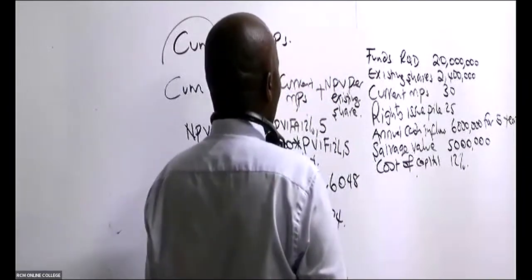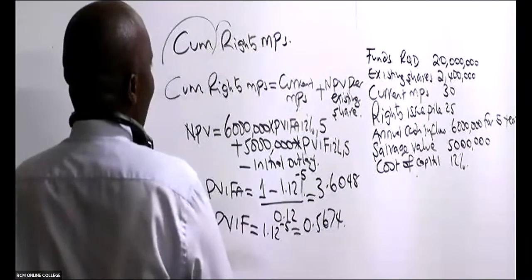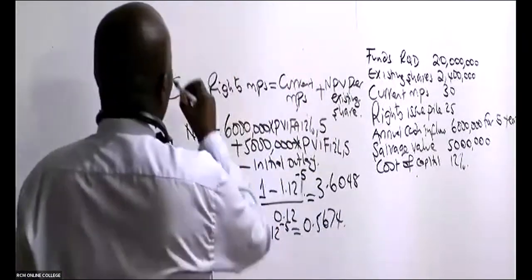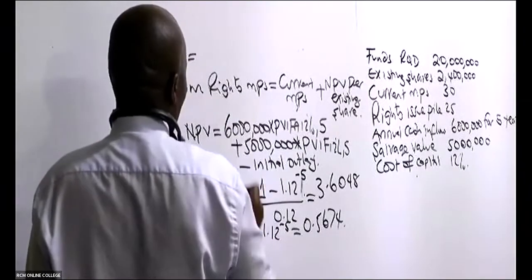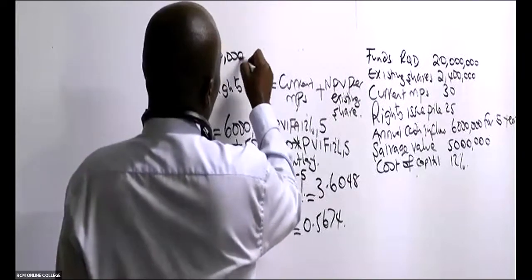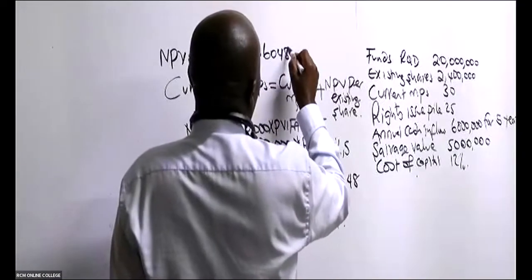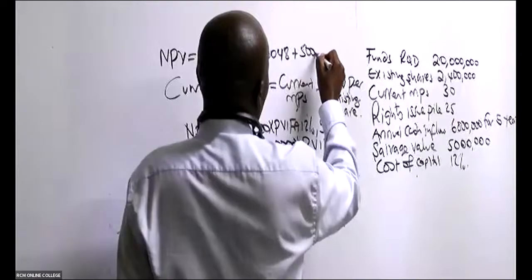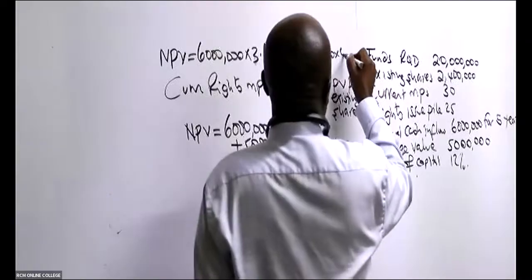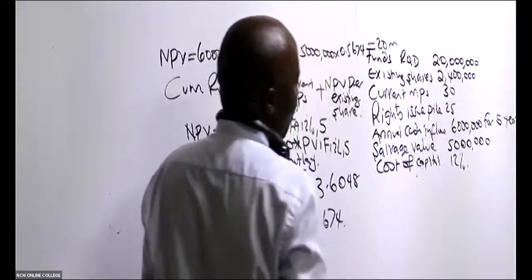Thank you so much. So then can you kindly go ahead and give me this net present value? I'll write it up here for lack of space. So my net present value will be equal to 6 million times the PV-FAR 3.6048, plus 5 million times 0.5674, minus 20M, because we want to raise 20 million.